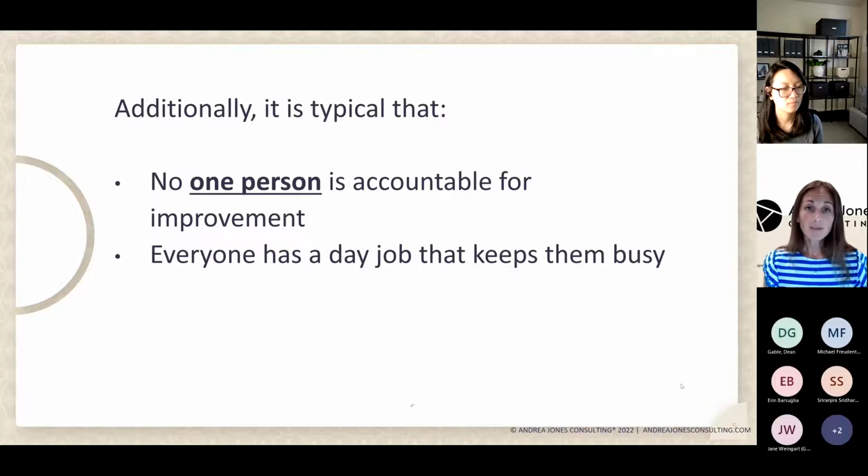Anyway, it's really very obvious when there's not one person responsible for any kind of improvement, and maybe a leader says, hey, you guys go do that, or our team needs to do that. But if there's not one person responsible, it's really, really hard to make things happen and make sure they get done. And then finally, everybody does have a day job that keeps them busy. And so doing something on top of that is also a challenge.